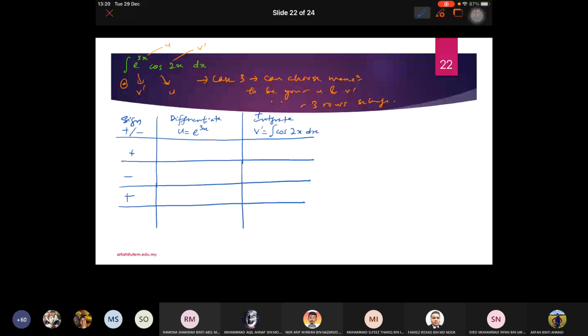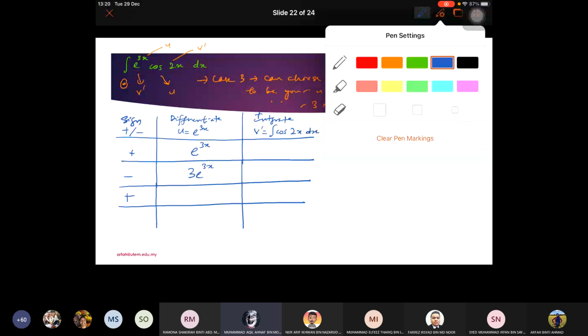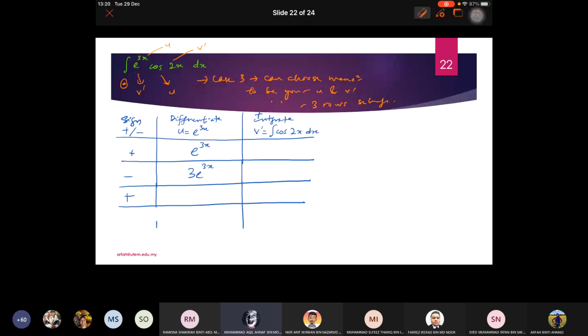Lampau betul. Okay, exponential 3x, differentiate dapat apa? What will you have if you differentiate exponential 3x? Dapat apa, kelas? 3 exponential 3x. So differentiate 3 exponential 3x, you are going to have 9 exponential 3x.